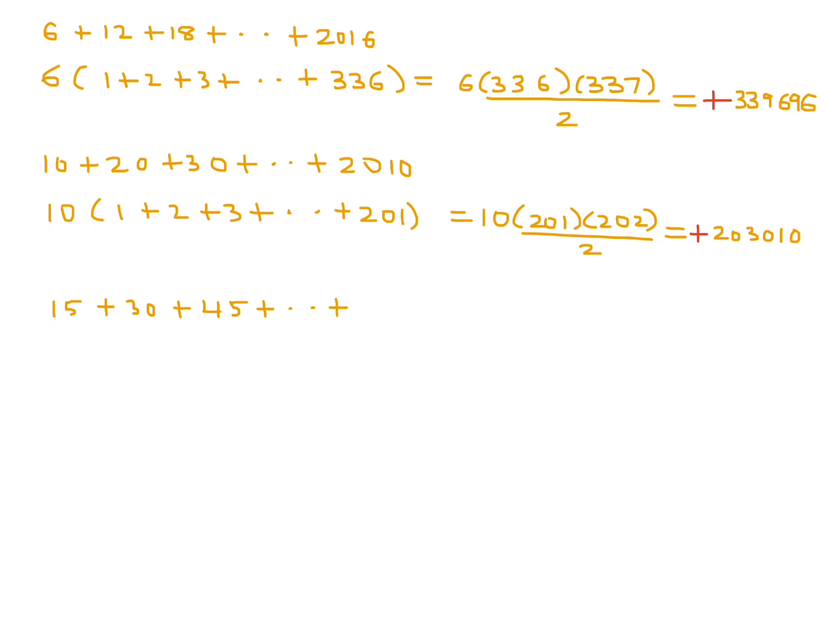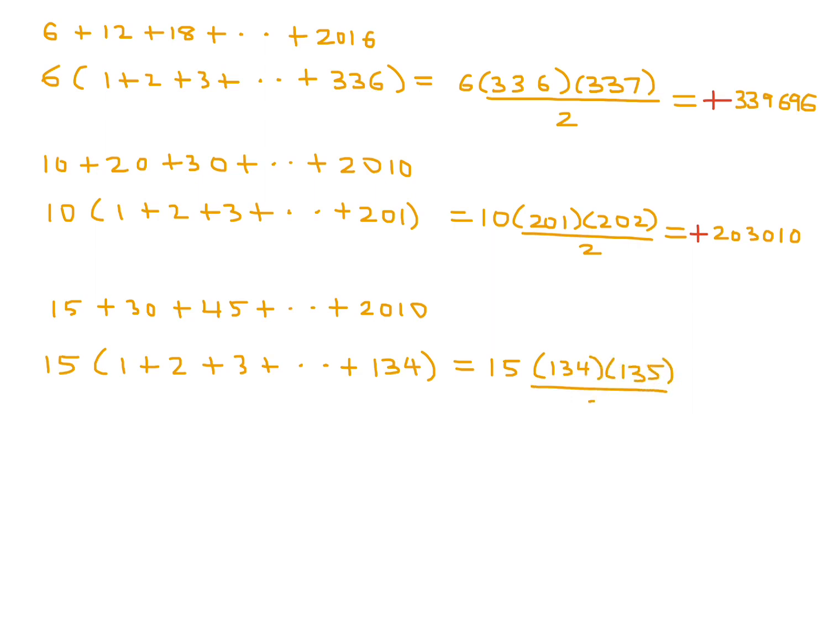And it goes all the way up until 2010 again. 2010 is a multiple of 15. Factor out the 15, 1 plus 2 plus 3, all the way up until 2010 divided by 15 is 134. So using our formula, we got 15 times 134 times 135 divided by 2. And this number is 135,675. And that number, of course, we have to add back.